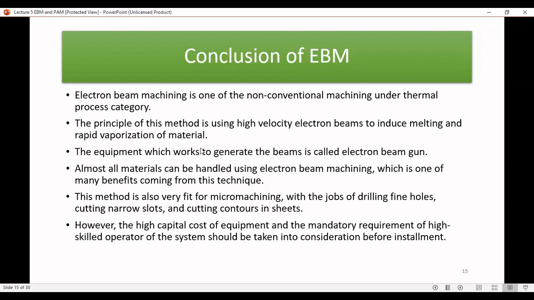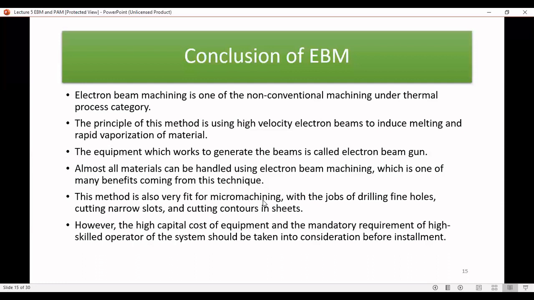The equipment which works to generate the beam is called an electron beam gun. Almost all materials can be handled using the EBM machining process, which is one of the benefits of this particular technique. The method is also fit for micro machining, so it can do micro machining.